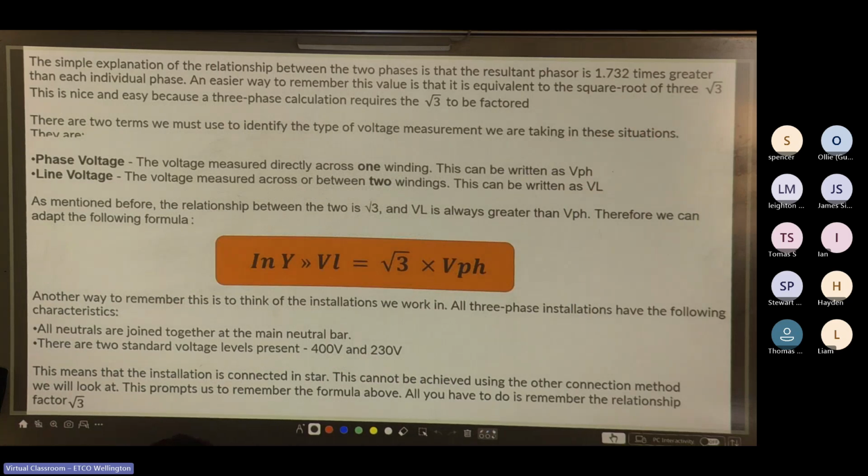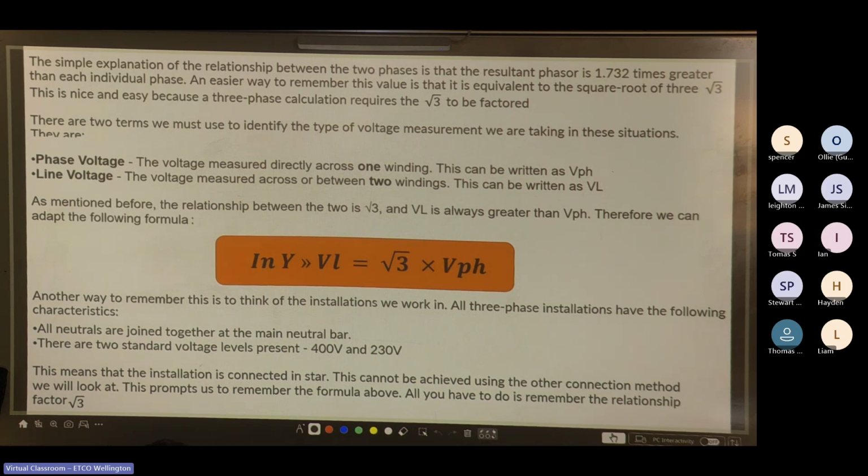Cool. So a simple explanation of the relationship between the two phases is that the resultant phasor is 1.73 times greater than each individual phase. As an easier way to remember this value, it is equivalent to the square root of 3. This is nice and easy because the three-phase calculation requires the square root of 3 to be factored in. There are two terms we must use to identify the type of voltage measured in these situations. Phase voltage, the voltage measured directly across one winding. This can be written as VPH. And line voltage, the voltage measured across or between two windings.